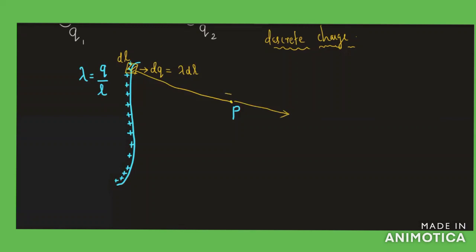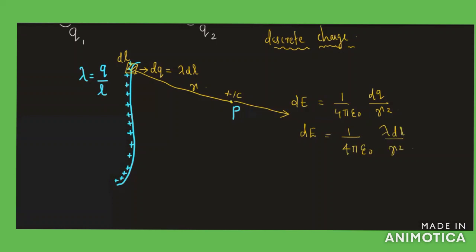For that, we can assume that a point charge of 1 coulomb is placed at point P, and according to Coulomb's law, we get the electric field due to this small section, which we call dE. This is the electric field due to a small section dq of the charge configuration. It is given by 1 by 4 pi epsilon 0 times dq divided by r square, where r is the distance from the section dl to the point P. In terms of charge density, dE is equal to 1 by 4 pi epsilon 0 lambda dl divided by r square.